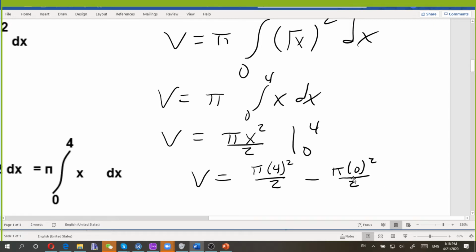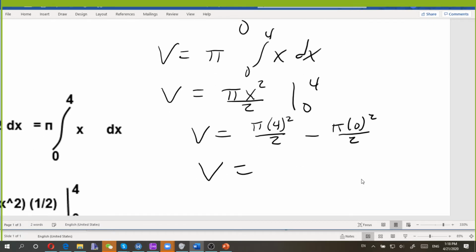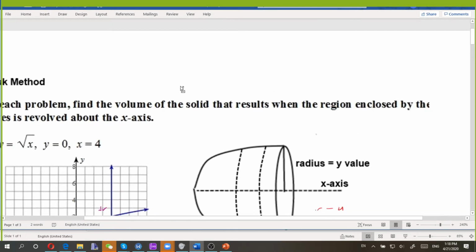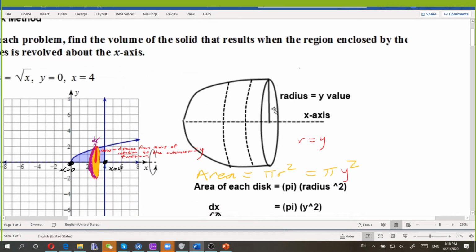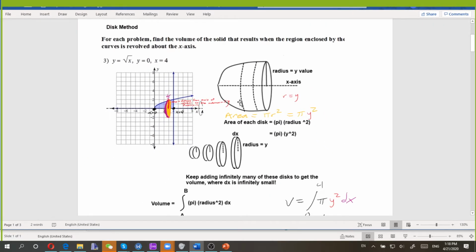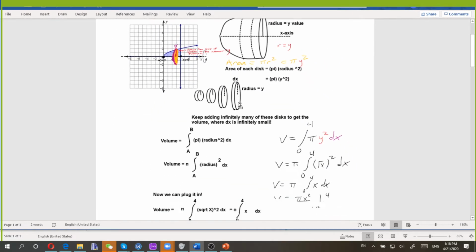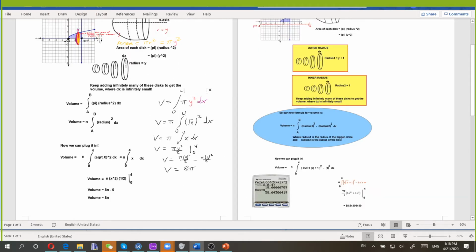Okay, so what's our final answer? It will be 8 pi. 8 pi, perfect. It's the volume of our acorn or bullet that we created by spinning this radius about our axis of rotation. Any questions on what we did?